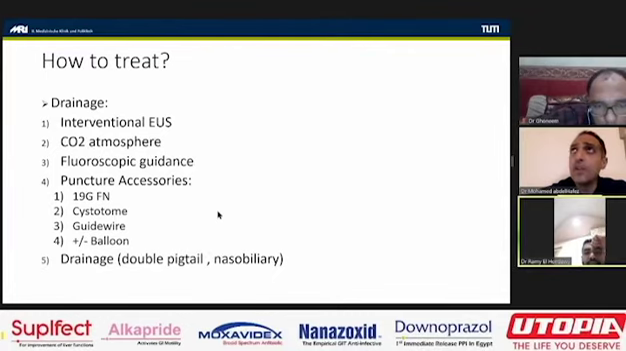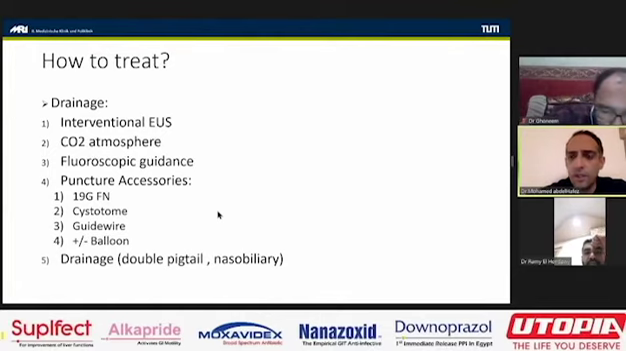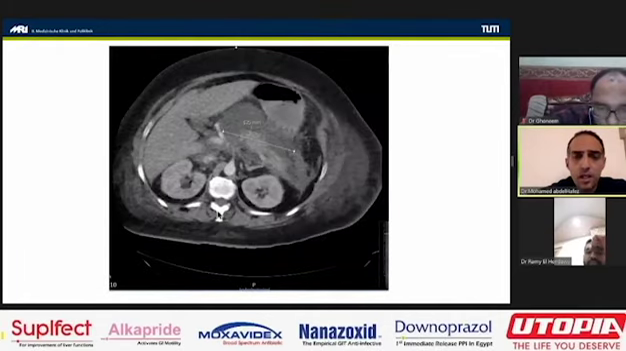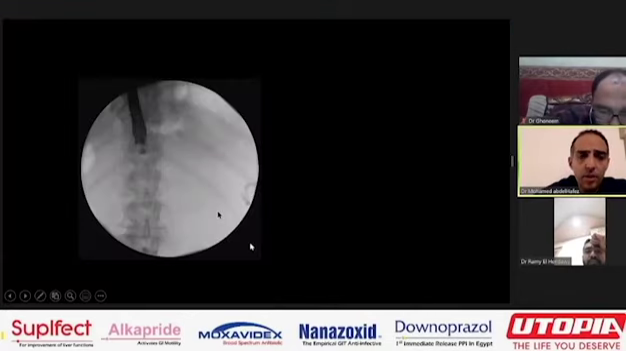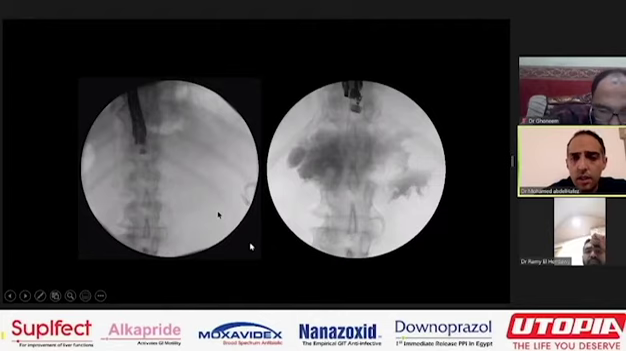And of course, your drainage, the stents, double pigtails, nasobiliary. Actually, in the literature, they didn't show any advantage to putting a nasobiliary drain and washing the whole time. This is an example, I showed this picture earlier. This is the endosonography. As we can see here, we have the necrosis. Here is the cyst. You come with the EUS device. You puncture directly from the stomach.